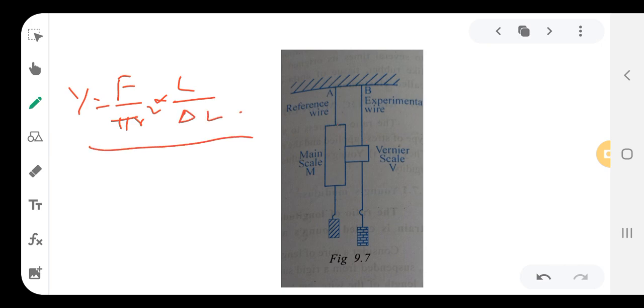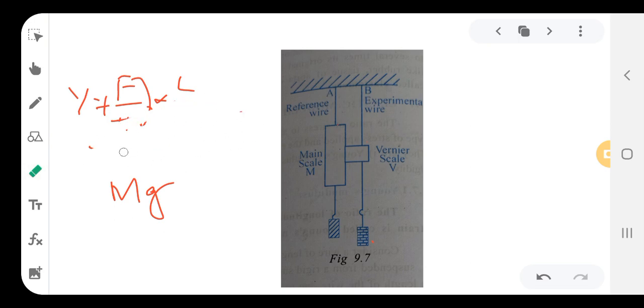By knowing this, we can calculate the force for a particular mass, M into G. R is taken as the radius of the wire, so we can get this term, and L is the original length that can be seen. Delta L we can get by taking a number of readings for each mass. So this is how the Young's modulus of a wire is measured experimentally. Yes, let us go to the next slide.